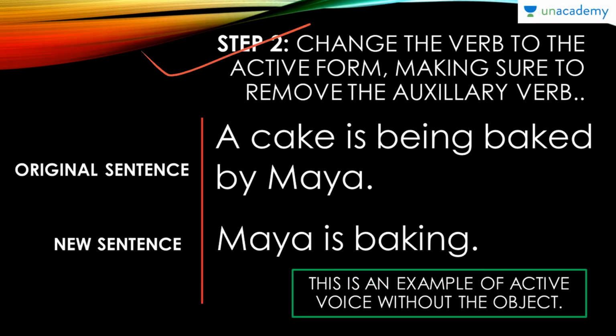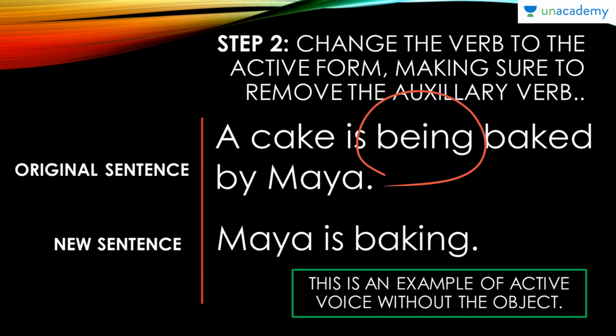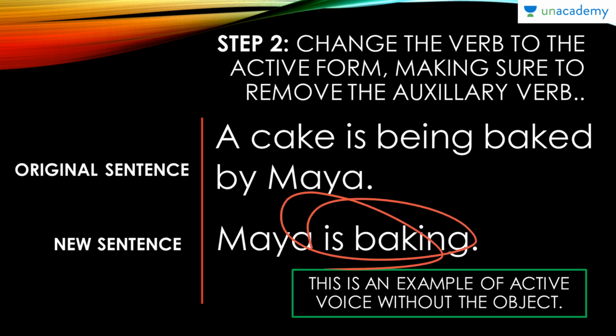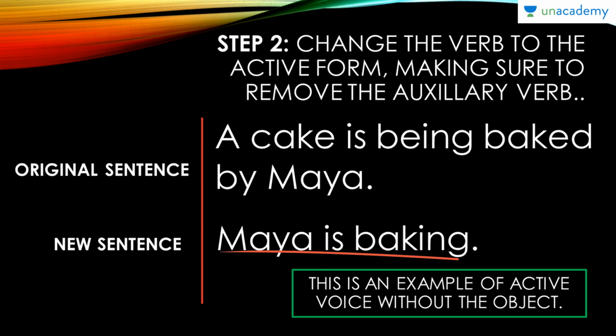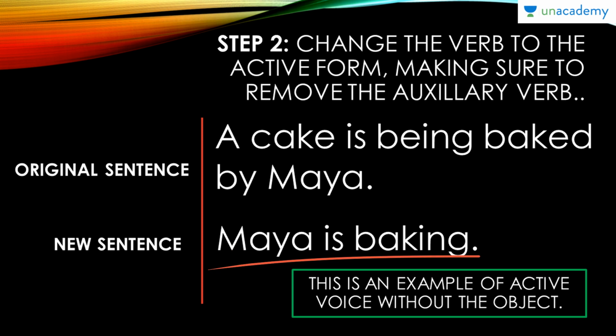Step number 2. Change the verb to the active form, making sure to remove the auxiliary verb. So Maya is being baked. So let's drop the auxiliary verb. So Maya is baking. Now that makes a little more sense, right? So this is an example of active voice without the object. We don't have an object there. So Maya is baking is an example of active voice without the object.